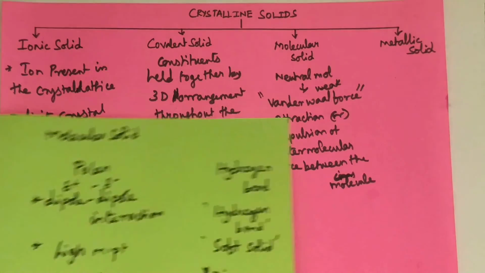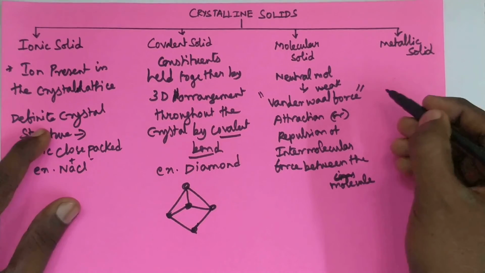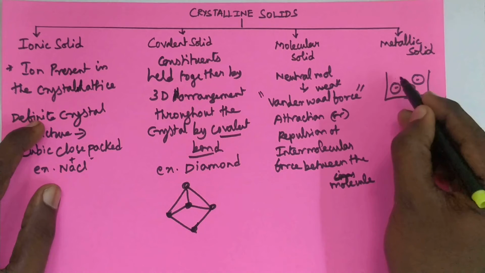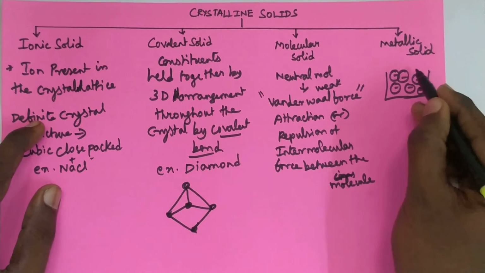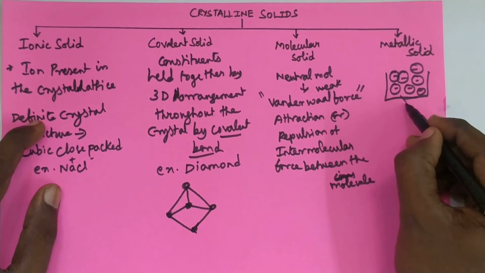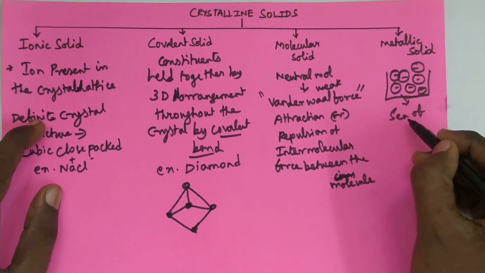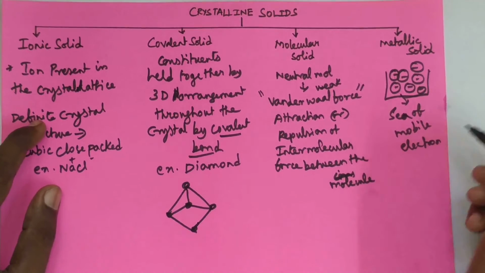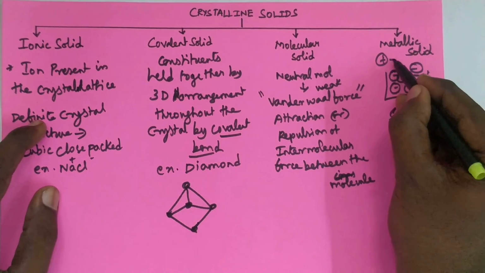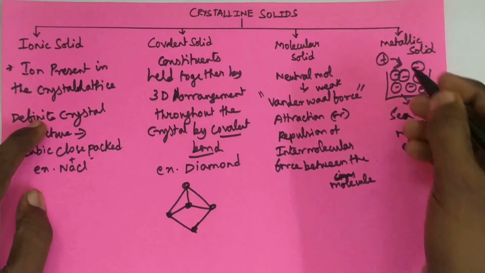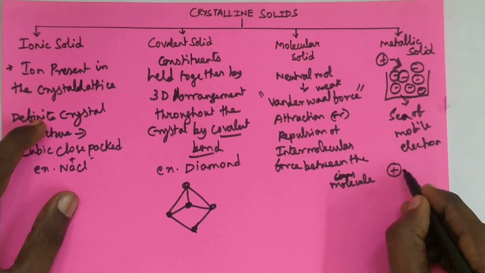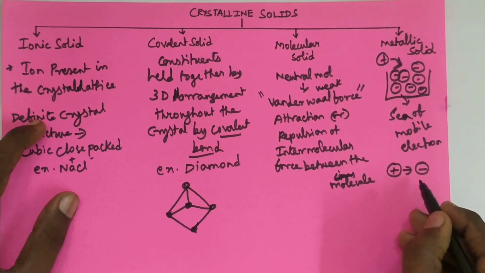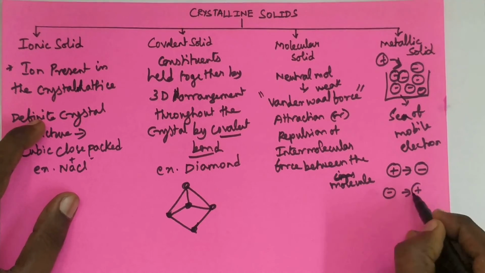force. So the last one is metallic solid. In this metallic solid, suppose you take a beaker consisting of a sea of mobile electrons. Mobile electrons means negative charge. In this, you introduce positive cations into the sea of mobile electrons. Immediately, positive ions move towards the negative electrons, and similarly, the negative electrons move towards the positive ions.